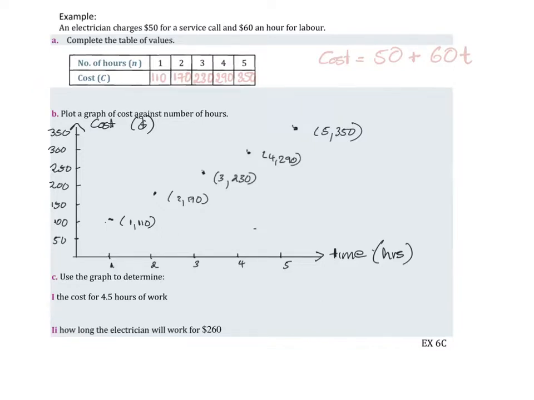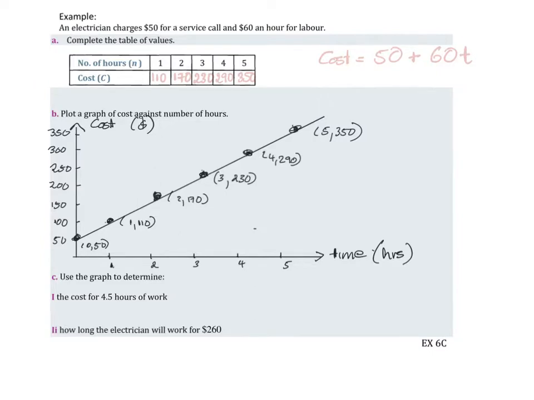Now remember, we know that before he comes, he charges $50. So we know that we're going to start at 50 and then we'll just draw our line through all of those points. Now don't forget to label those coordinates on your graph that you've gone through.